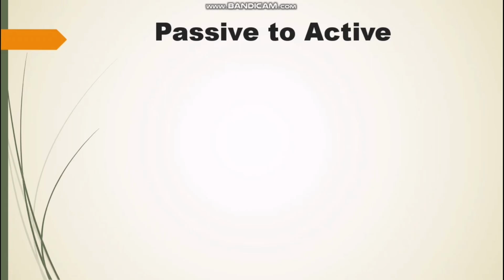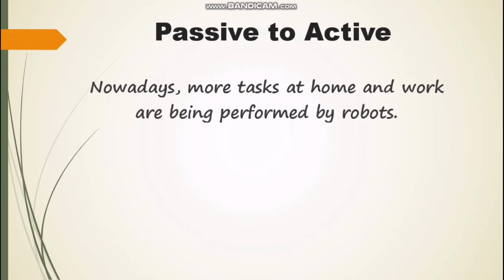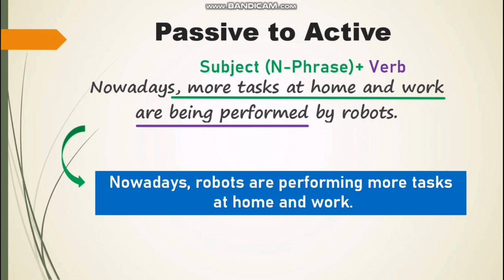Next is the passive to active sentences. Our sample task is: nowadays, more tasks at home and work are being performed by robots. So "more tasks at home and work" is our full subject and "are being performed" is our full verb. If we transform it, it could be: nowadays, robots are performing more tasks at home and work. So, let's proceed to the first method.